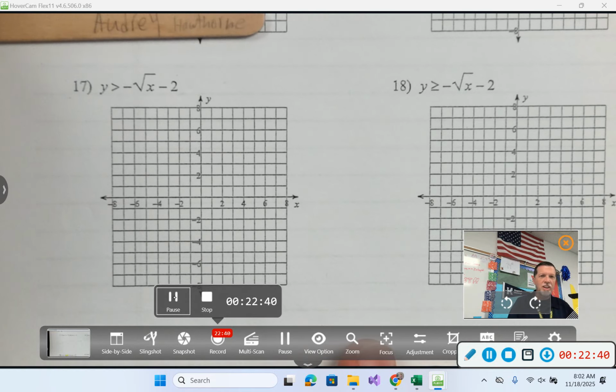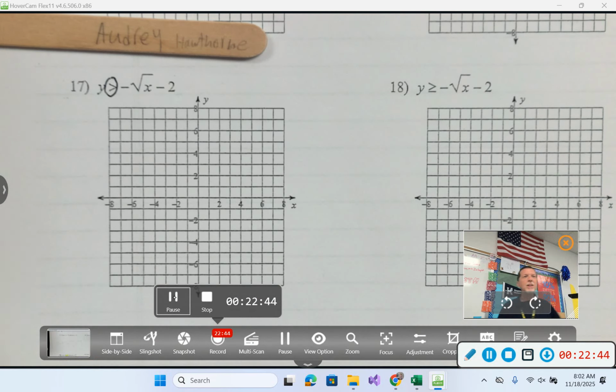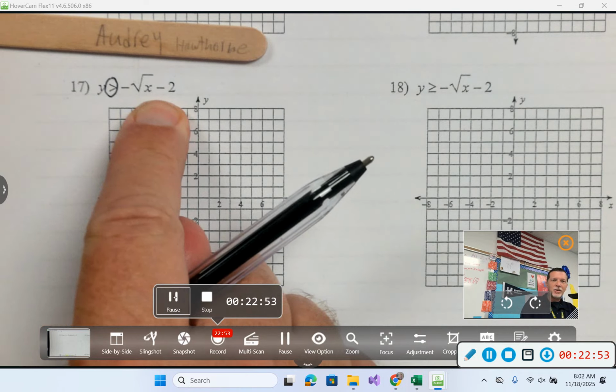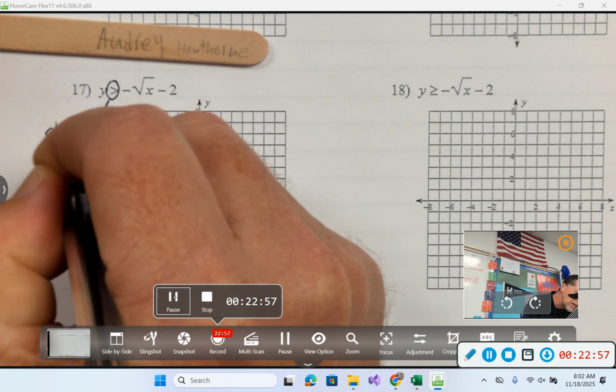So let's do 17. Audrey, what does that greater than sign mean in terms of the graph? What will we do? Shade above. So we know how to shade above. Now we're just going to graph something that's kind of new, but we're still going to shade above because that's what greater than means.